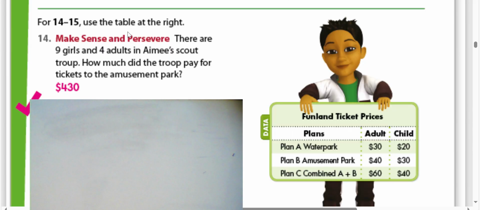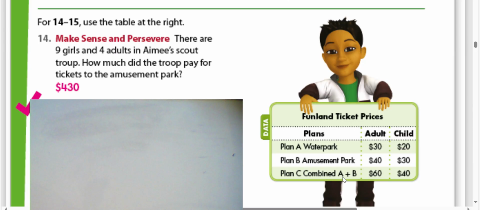There are 9 girls and 4 adults in Miss Scott's troop. How much did the troop pay for tickets to the amusement park? The result will be what? Find the product 4 times 9. Okay, look at the table here. We can find the product for 9 here. There are 9 girls and 4 adults in Scott's troop. First step, we can write the product between 9 and the number of girls.